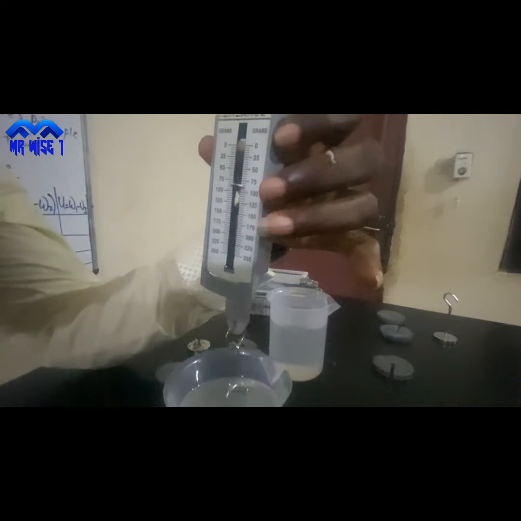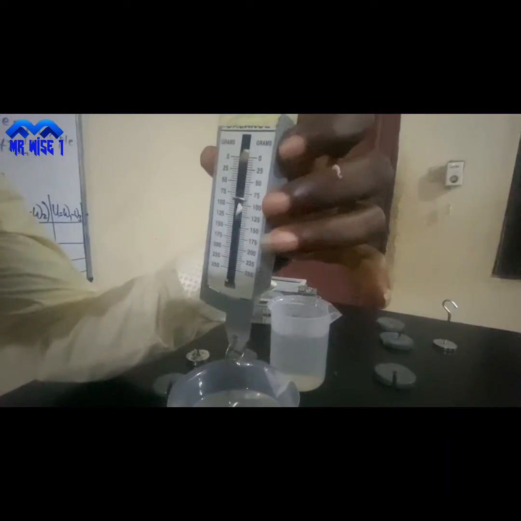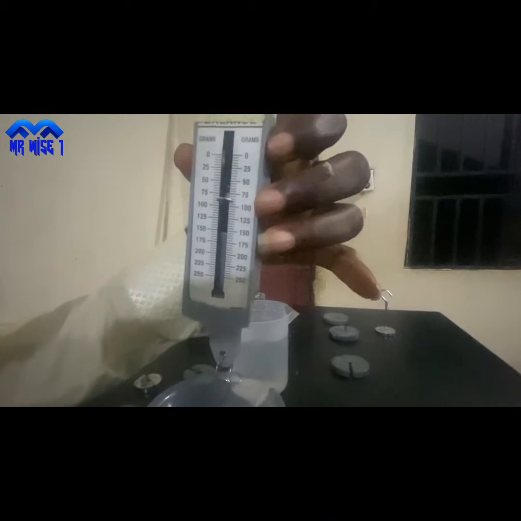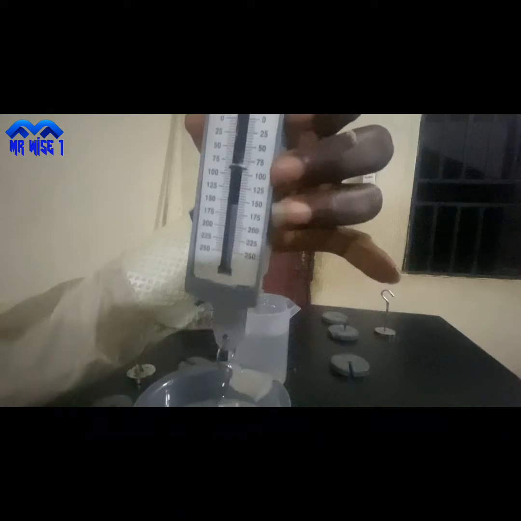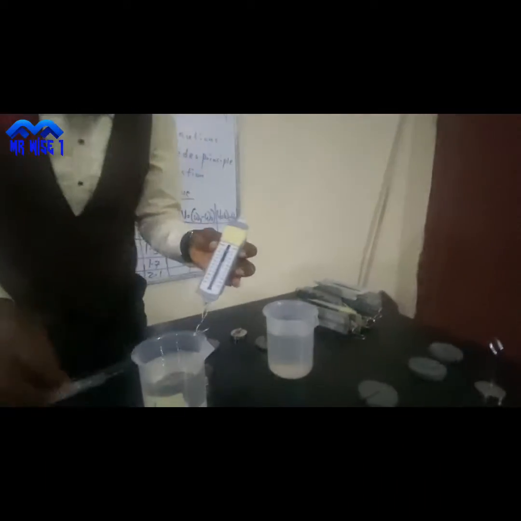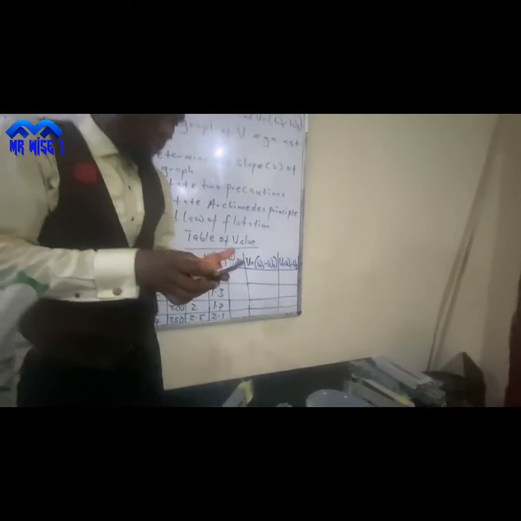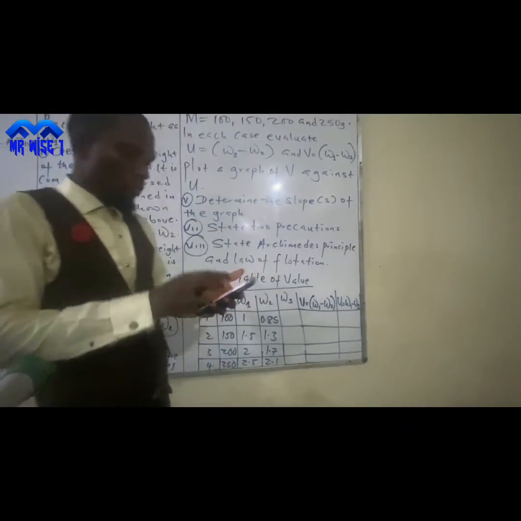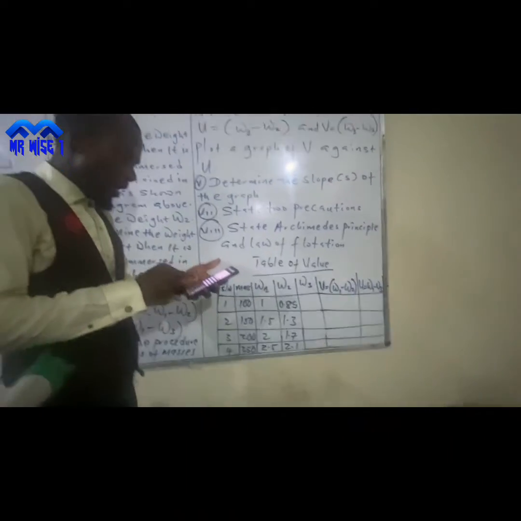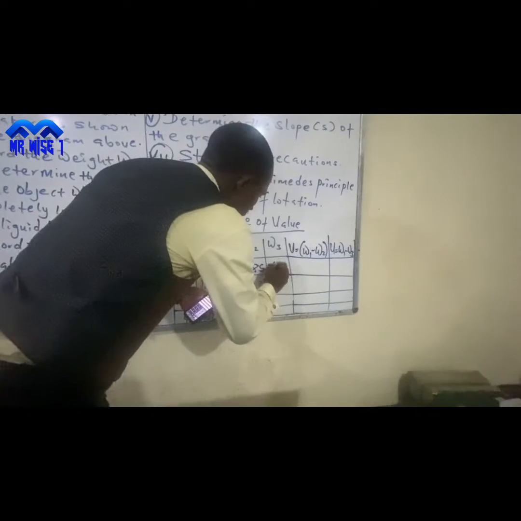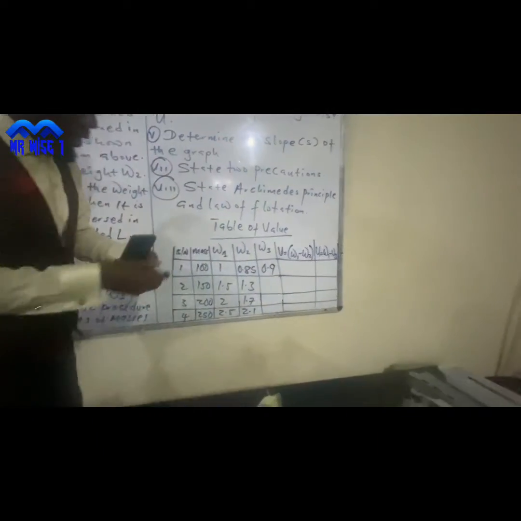Okay, so I have my 75, 80, 85, 90. So it's 90. Okay, so I'll remove it. 90, the same thing. I'll say 90 divided by 1000. I need to convert it to kilogram. 90 divided by 1000, I have 0.09. 0.09 times 10, I have my 0.9. So this one is 0.9.